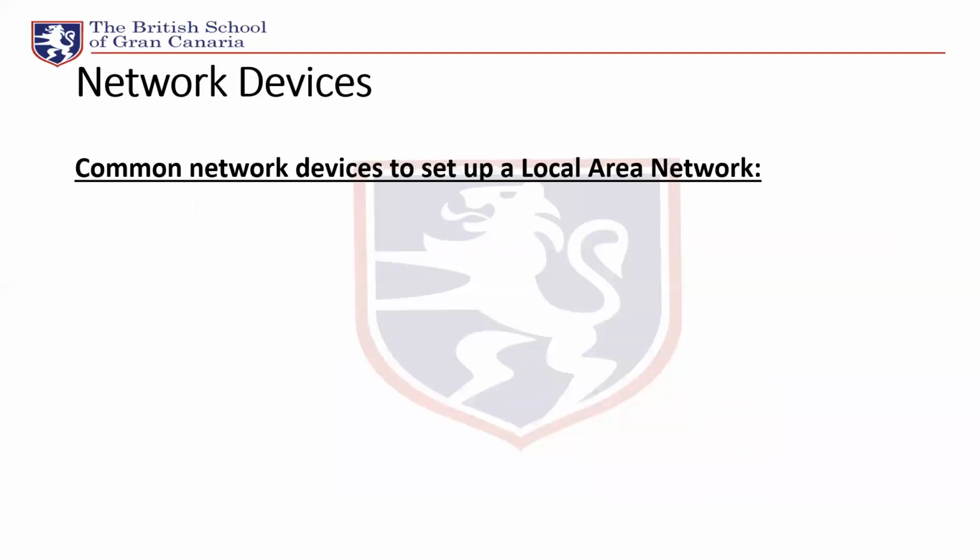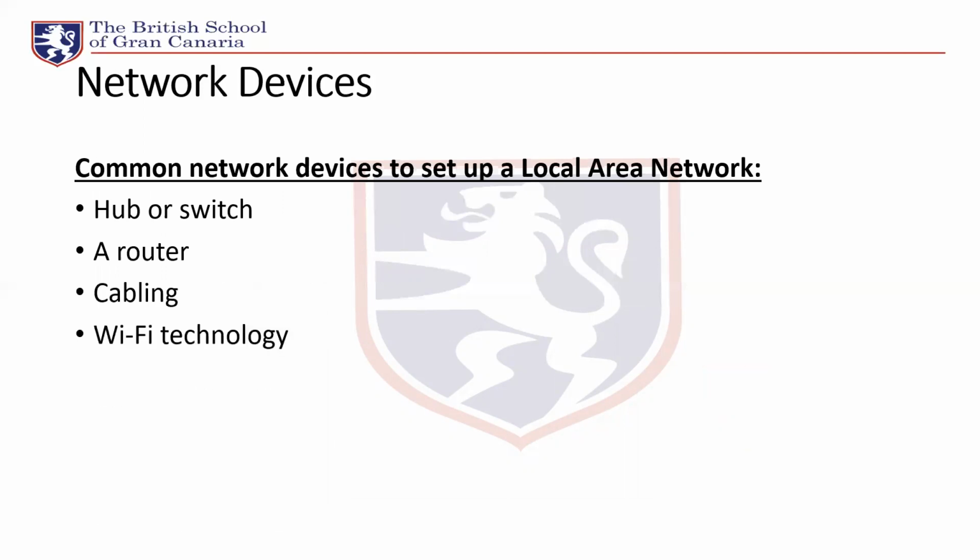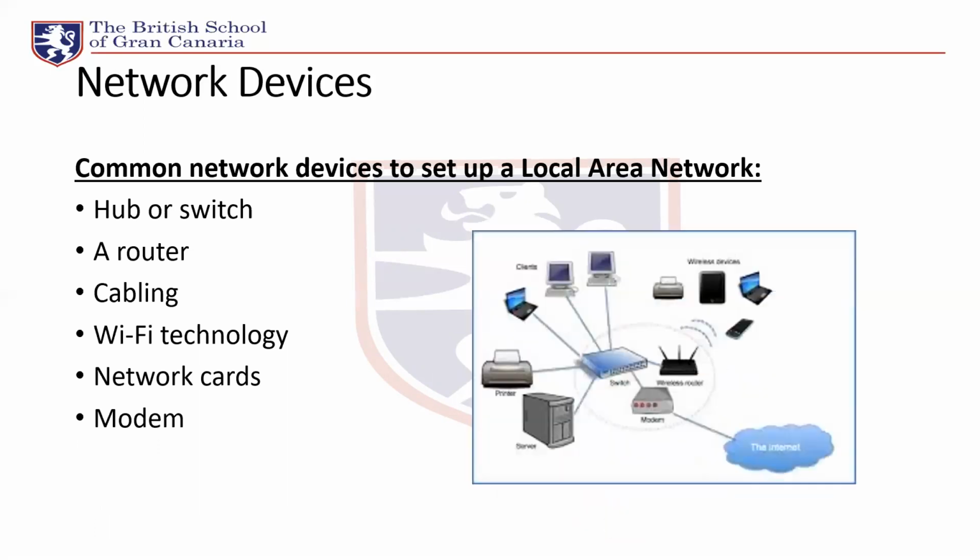Right, so common network devices to set up a local area network are a hub or a switch. In school, all the computers are connected to a switch. Then that's connected to a router using cabling and Wi-Fi technology to send the microwaves around so the laptops can pick up the signals. Obviously, network cards have to be in each device to be able to be networked. A modem, possibly, and this is what it would look like. But we go more into detail in the next lesson.